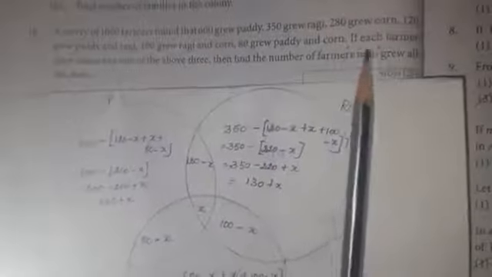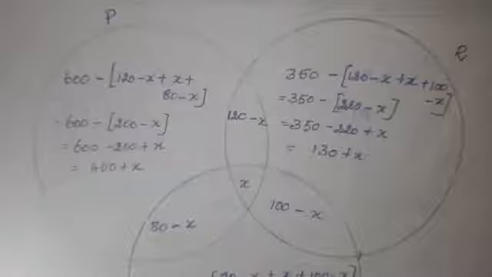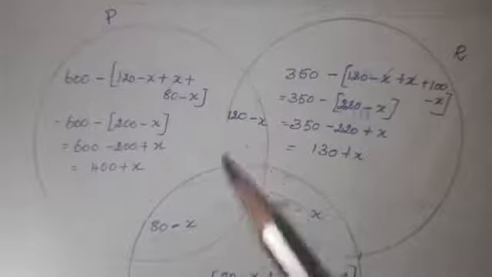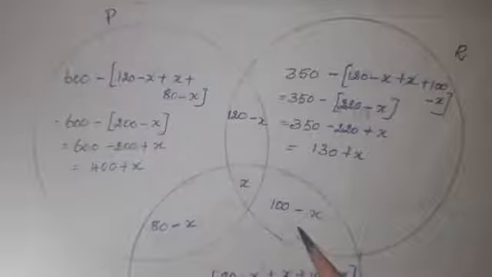Next, if each farmer grew at least one of the above three, they have not given the number, so here I have written X. We don't know, that is our question: find the number of farmers who grew all the three. So here you should write X. For all the three we have written X, and that should be subtracted here. So 120 minus X, 80 minus X, 100 minus X.